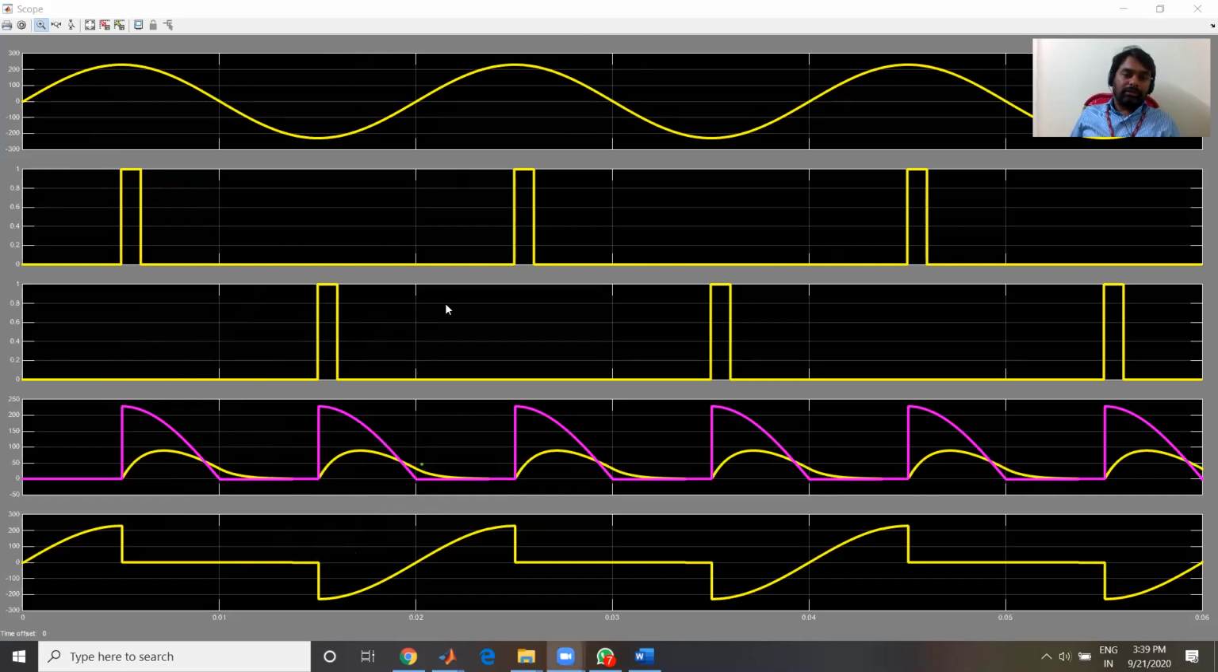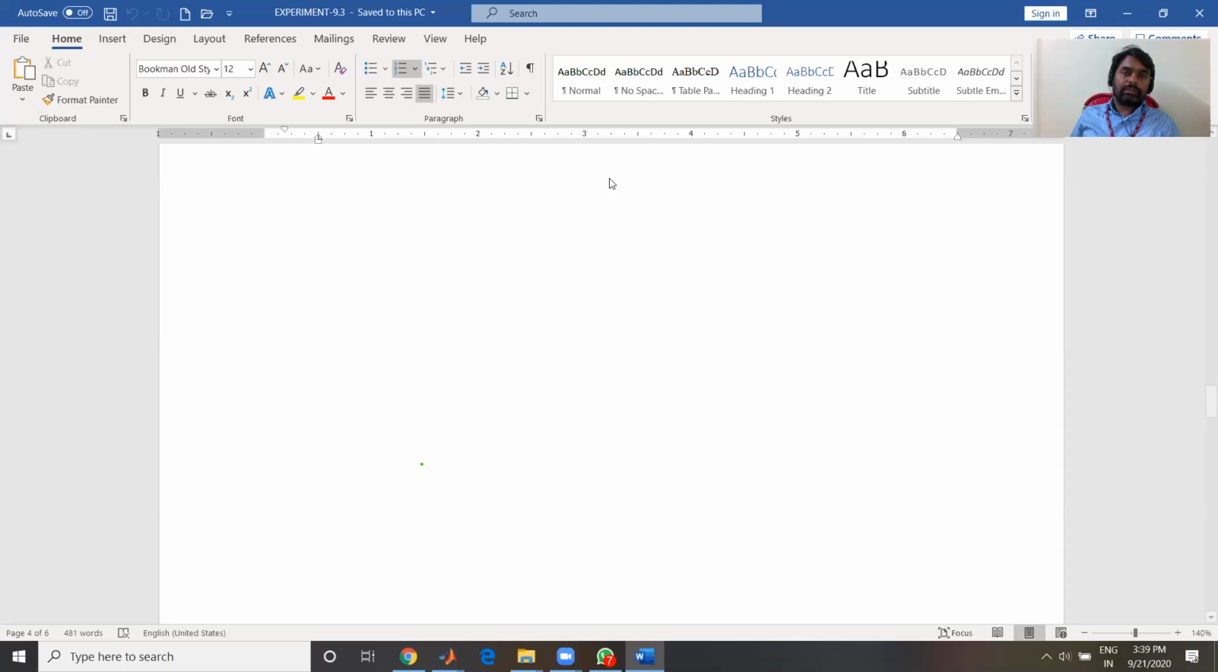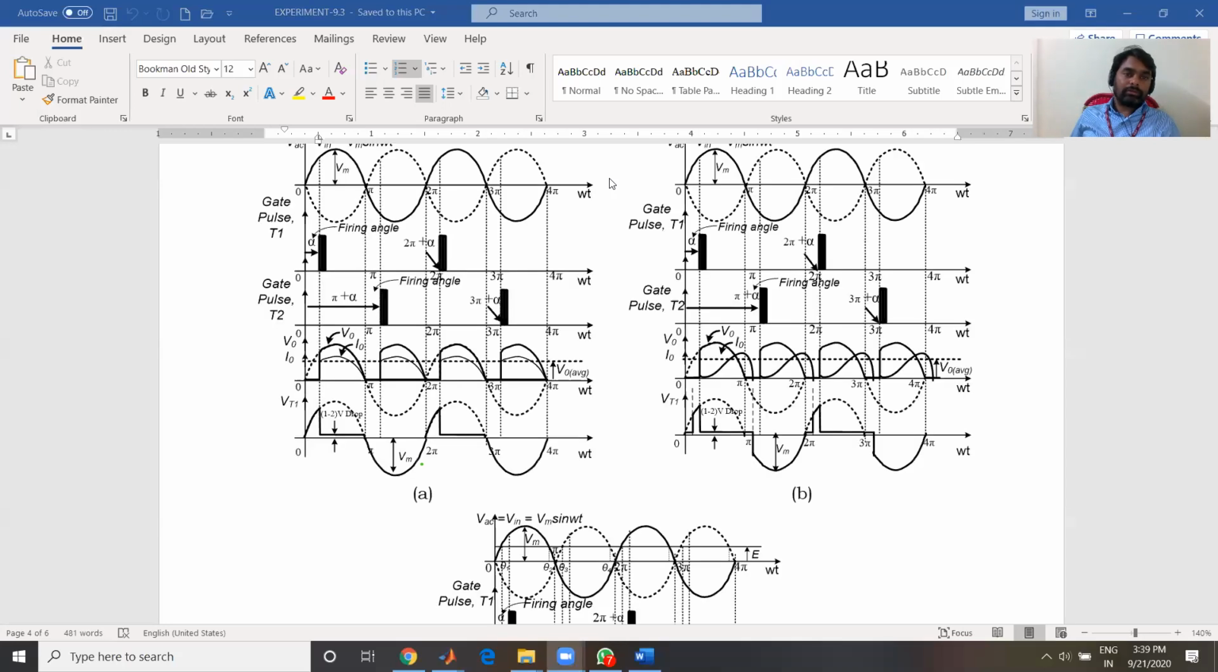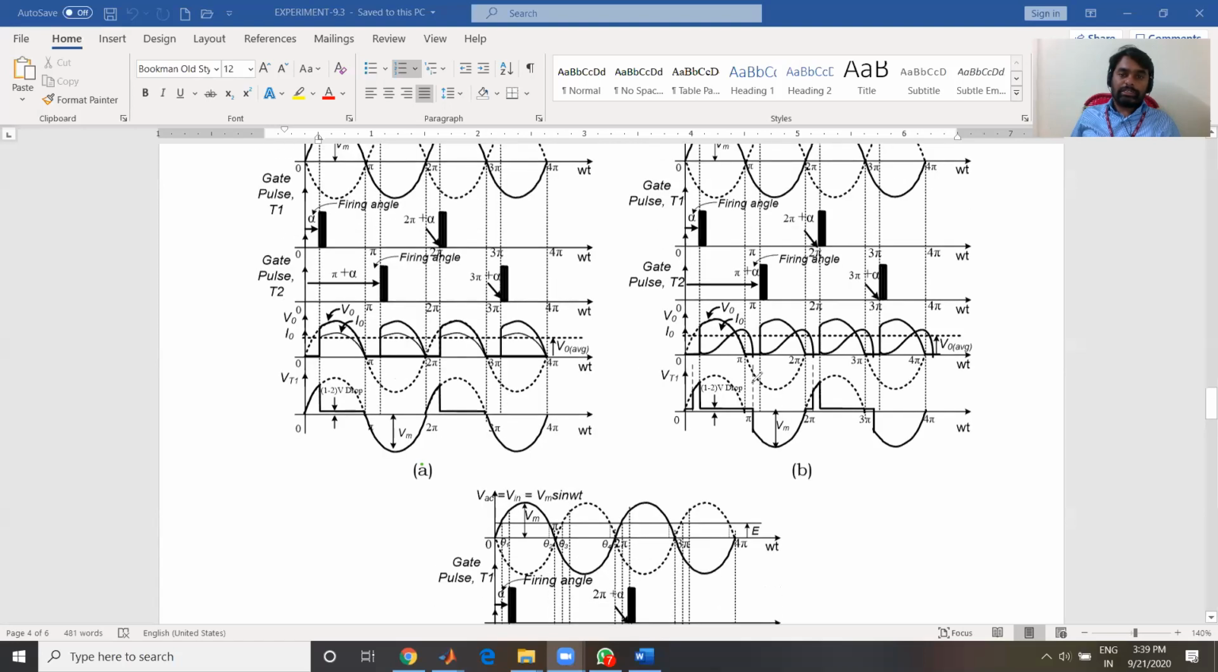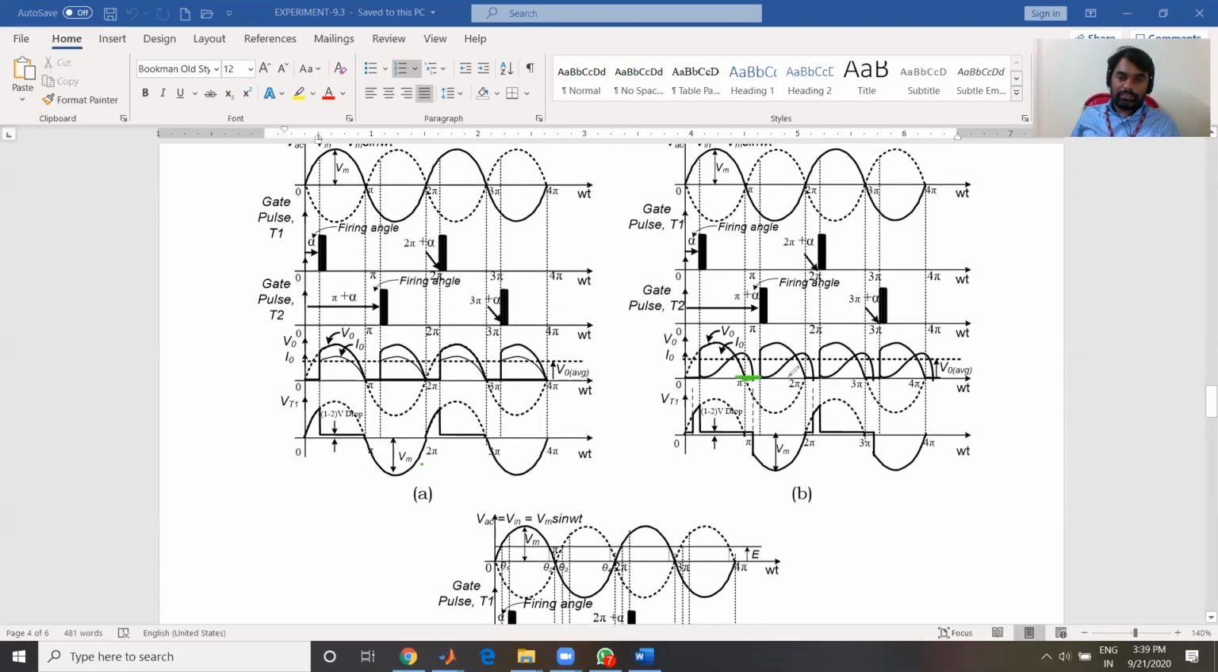Now you can cross check the same thing we have observed in the Word document. You can see the same thing. So we didn't see any negative voltage in the simulation also, but you can see we have seen the current waveform like this, voltage waveform like this, everything the same as the simulated waveform.